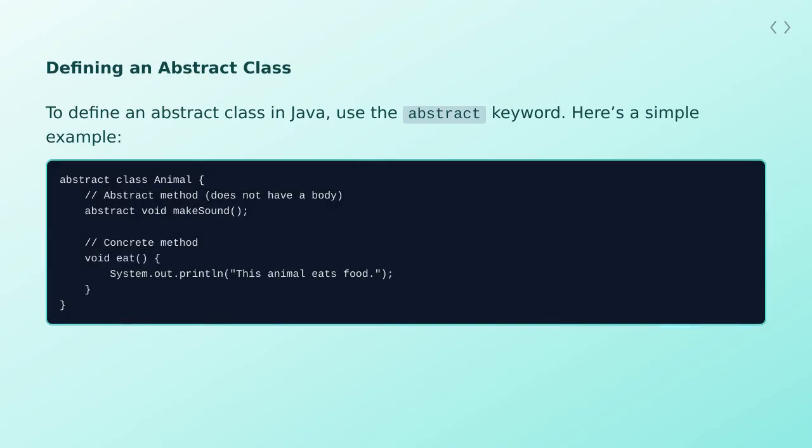Now, defining an abstract class. To define an abstract class in Java, use the abstract keyword. Here's a simple example. This slide introduces a class definition. Study the structure in the code sample.